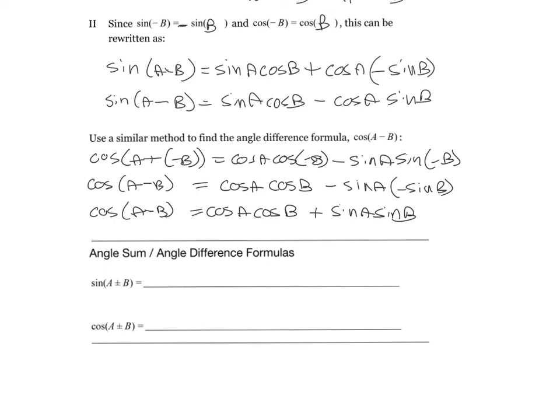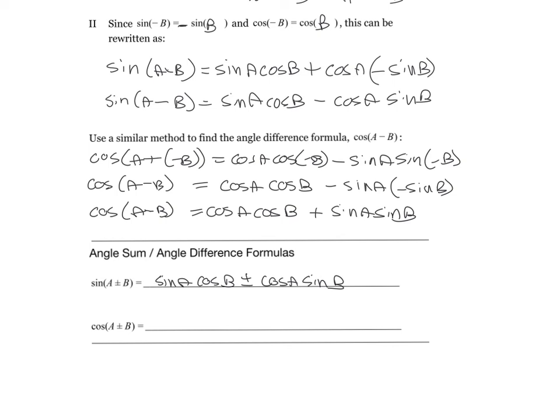And it goes like this. Sine of A plus or minus B is sine of A, cosine of B, plus or minus cosine of A, sine of B. What that means, this plus or minus here and the plus or minus here, is that if you're adding two angles, sine of A plus B, you're going to use the plus here. If you're subtracting two angles, sine of A minus B, you're going to use a minus sign here. But everything else is the same.